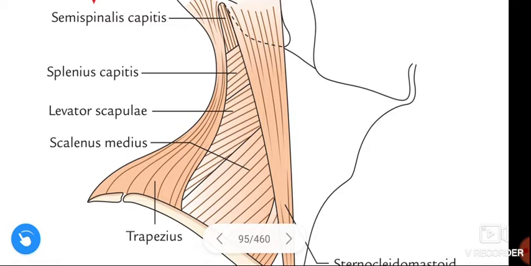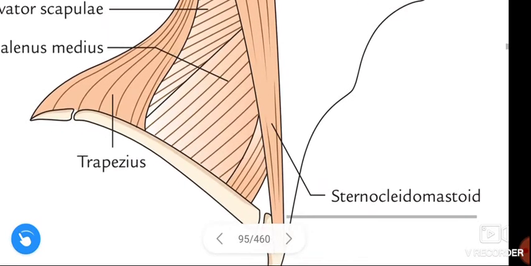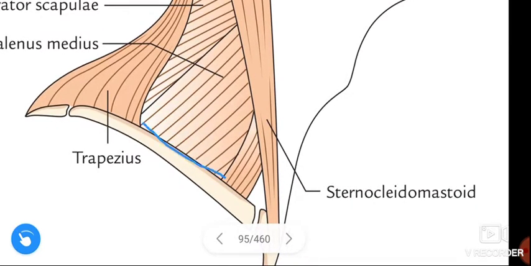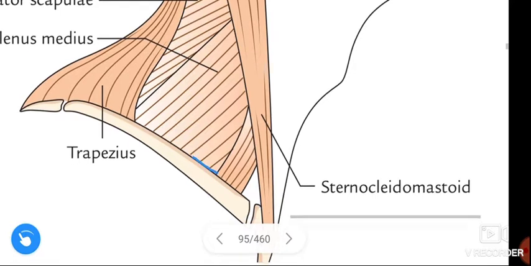Next, the inferior border. This is the inferior border of the posterior triangle. It is formed by the superior aspect of the clavicle, and the inferior border or base is formed by the superior aspect of the middle one third of the clavicle.